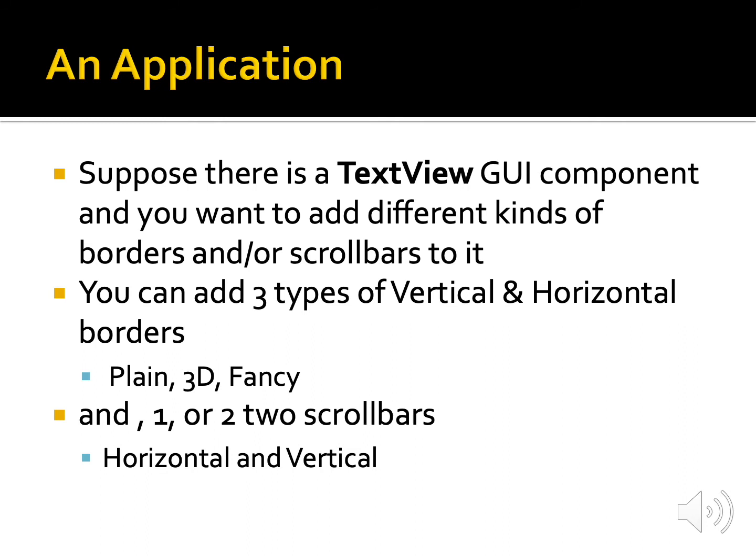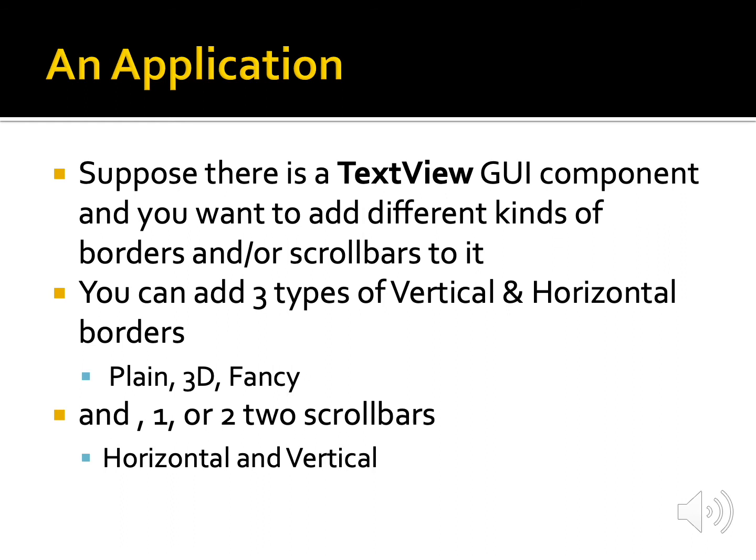Okay, let's see the requirements we have in this case to decorate the text view. It's listed that you can add three types of vertical and horizontal borders. The types can be plain, 3D, and fancy. It means that you can add a plain border, a 3D border, a fancy border, or a combination of borders. For example, you can add a fancy and 3D border in your text view. You can add plain, 3D, and fancy, 3D or fancy, and so on.